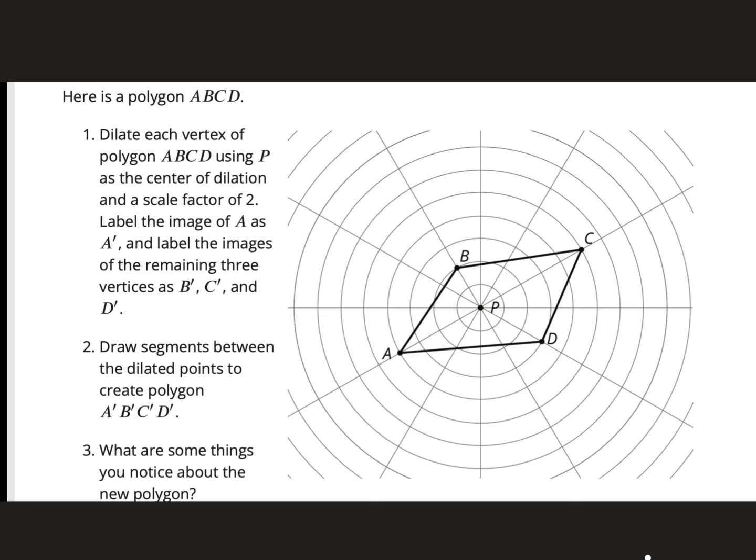So I'm going to give you one coordinate to get you started. It says, here's polygon ABCD, and this time you're going to do the dilating. In the last question, it asked you for the scale factor. You're going to actually do the dilation this time. And again, the center is P.